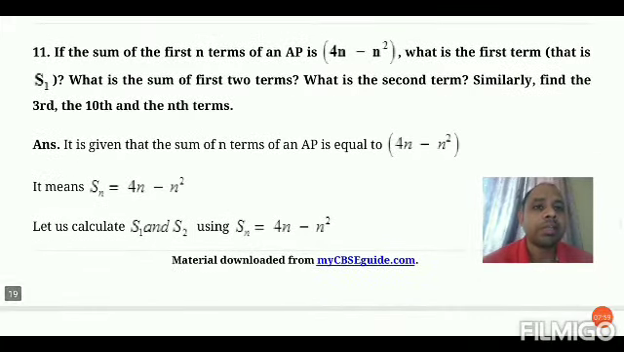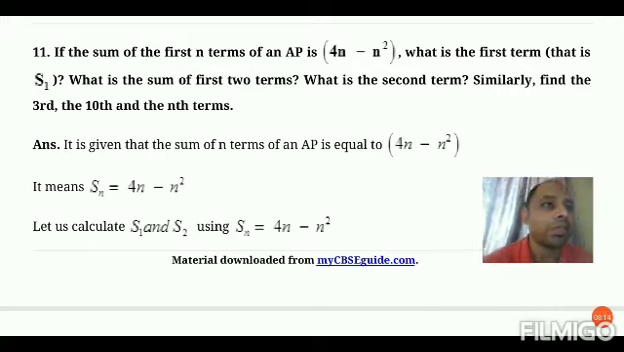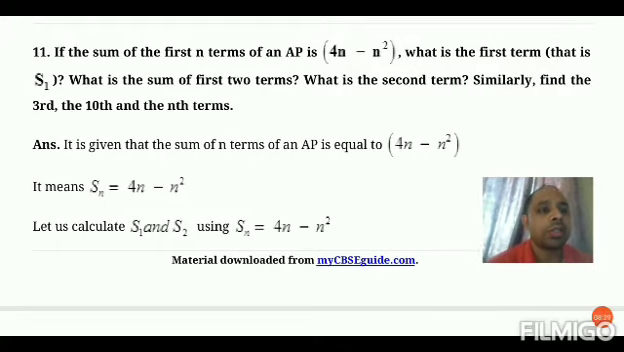In question number 11, it is given that the sum of the first n terms of an AP is given by 4n minus n square. That means Sn is given here, Sn is 4n minus n square. What is the first term? If you substitute the value of n as 1, then you are able to find the first term a1. What is the sum of the first two terms? And what is the second term?